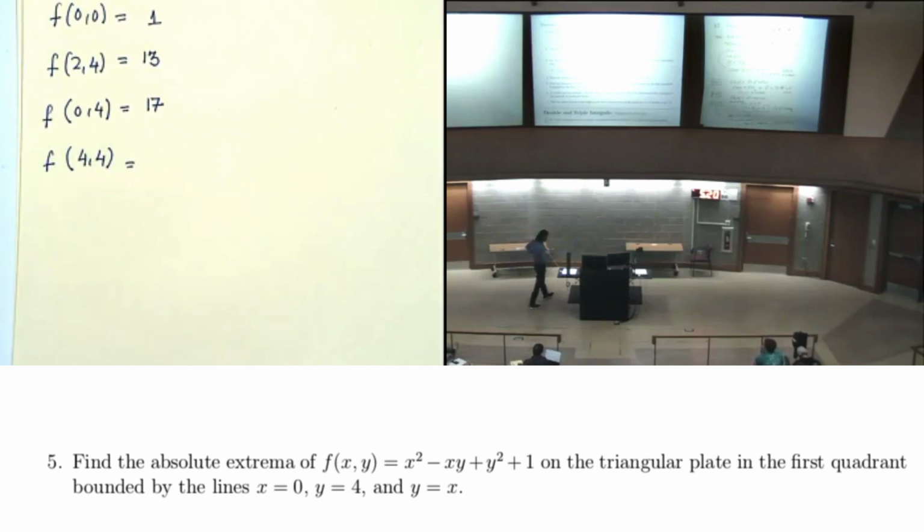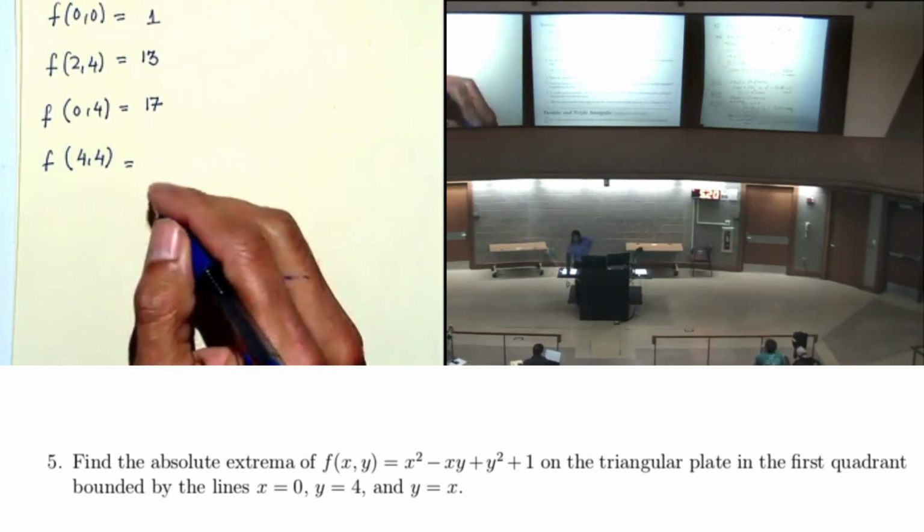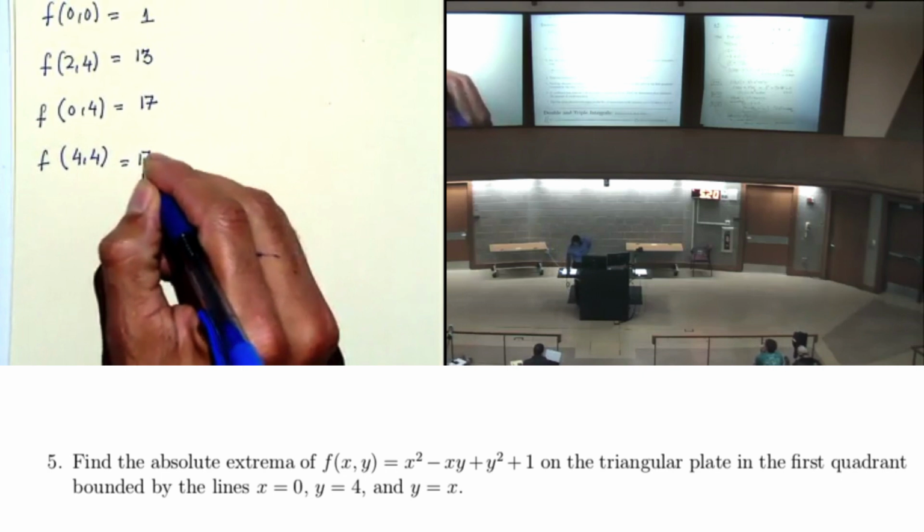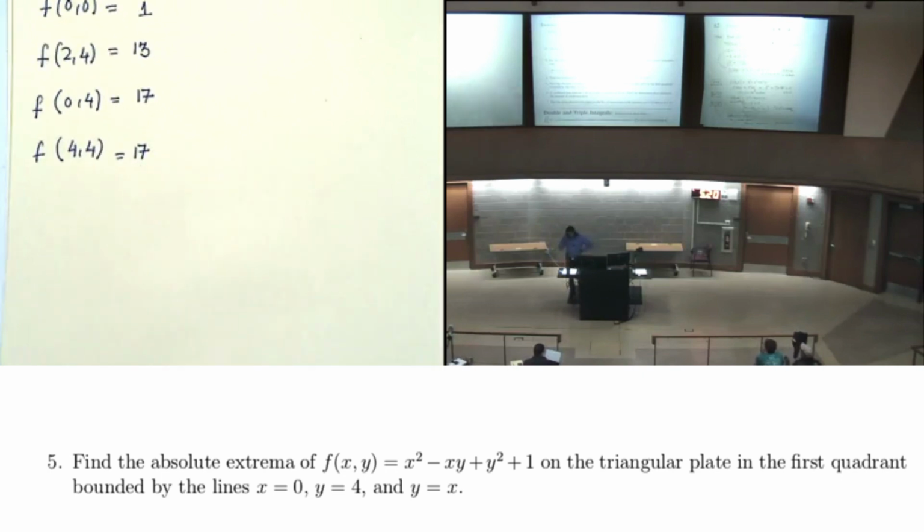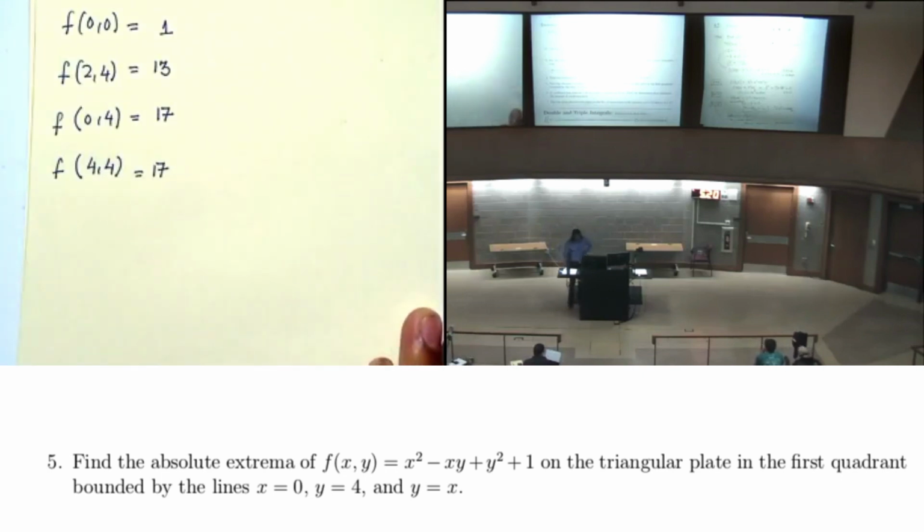17 again? 1, 7 or 7, 0? 1, 7. No, there is an issue now. So, what do we want to do actually?